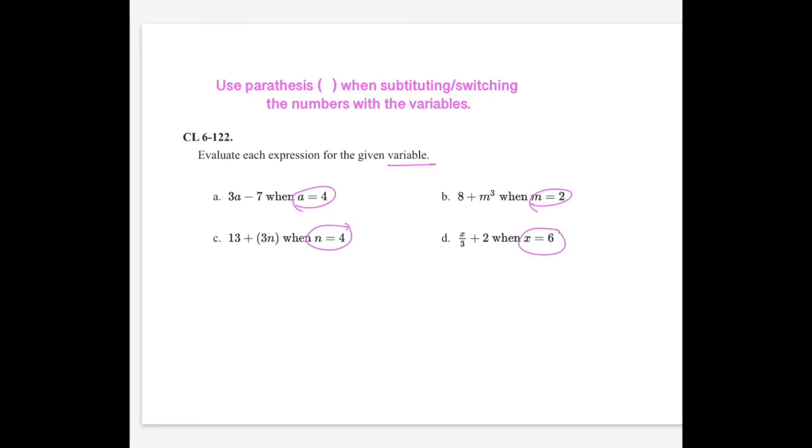Use parentheses when substituting, switching the numbers with the variables. So here is an example, letter A. And parentheses, as I mentioned, super duper important. That way it doesn't look like 34. Instead, it looks like 3 groups of 4, which is 12 minus 7. And I think you can do the rest.